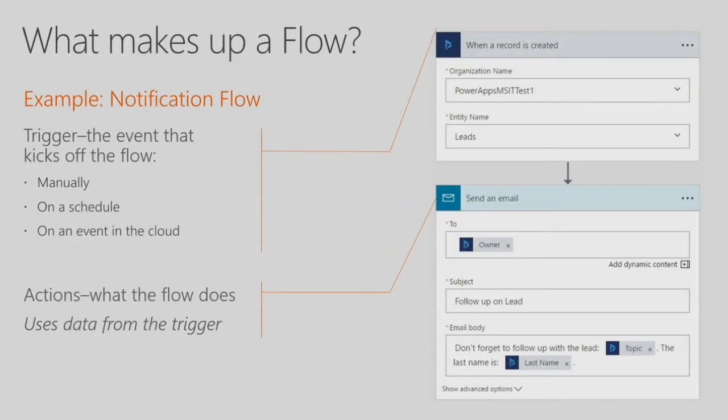When we talk about a flow, it's a little different from an application. A flow typically includes a trigger, something that initiates that workflow, and then one or more actions that follow along from it. In this particular example, this is a notification flow. When a record is created in Dynamics, it's going to send me an email with details about that record that was created. You can tie items from one or more of the actions into the subsequent actions as well.